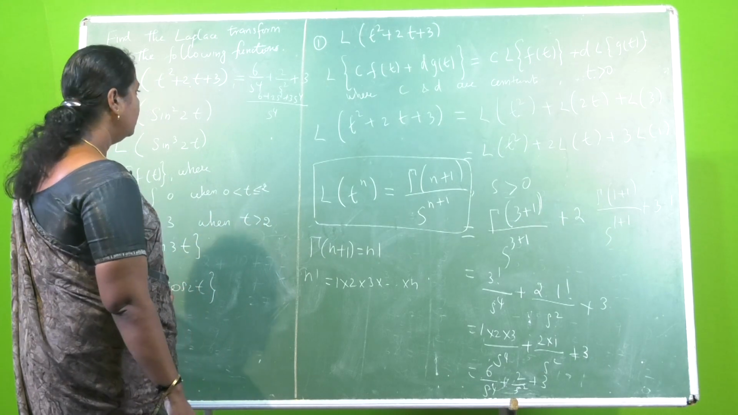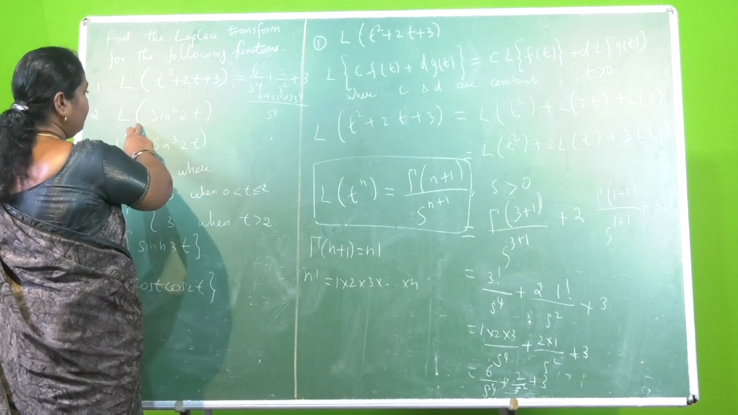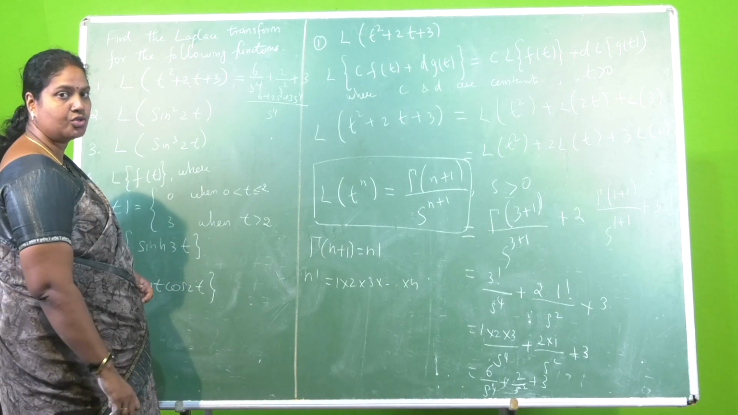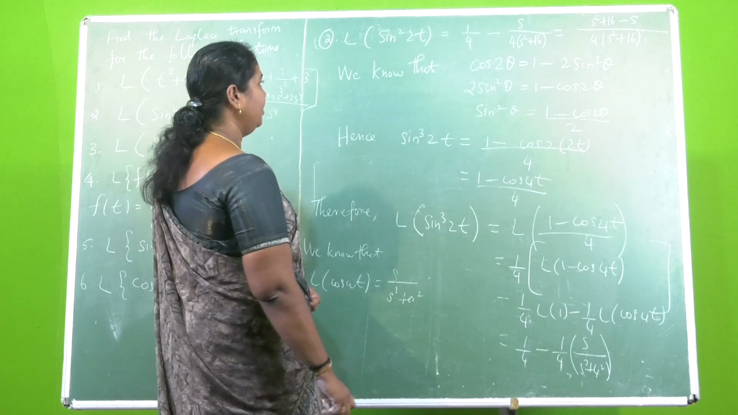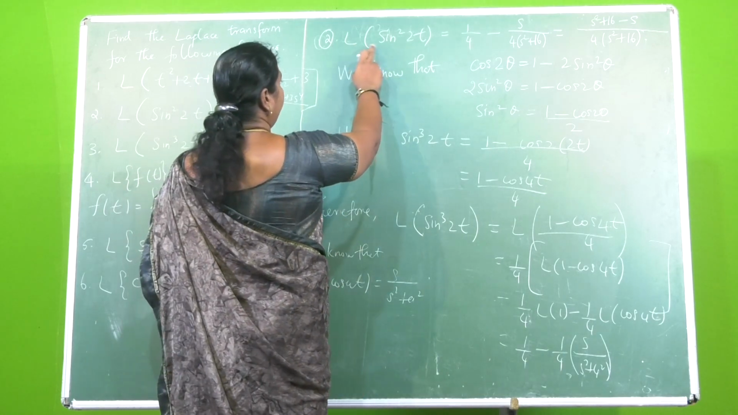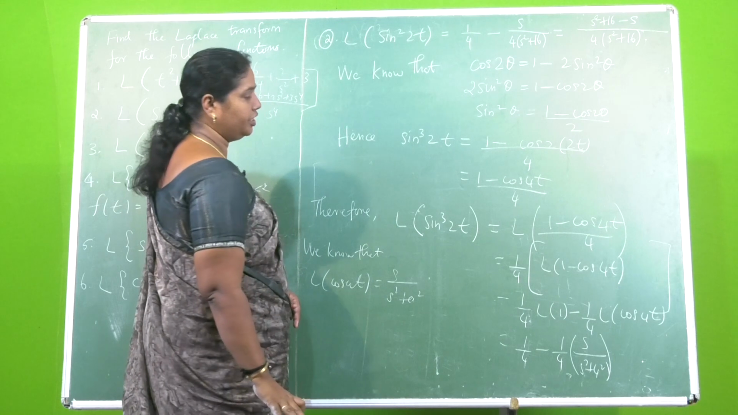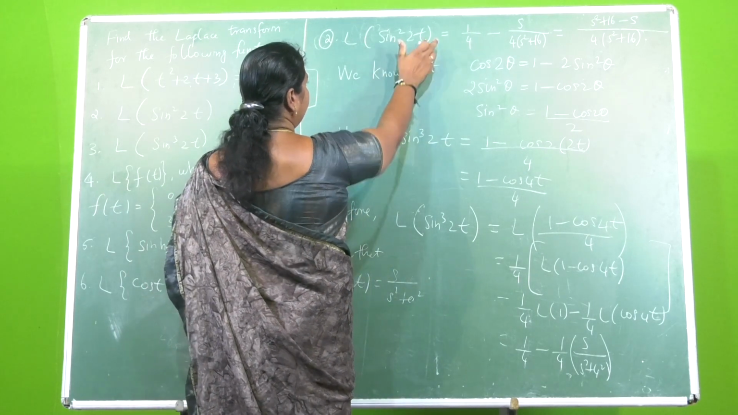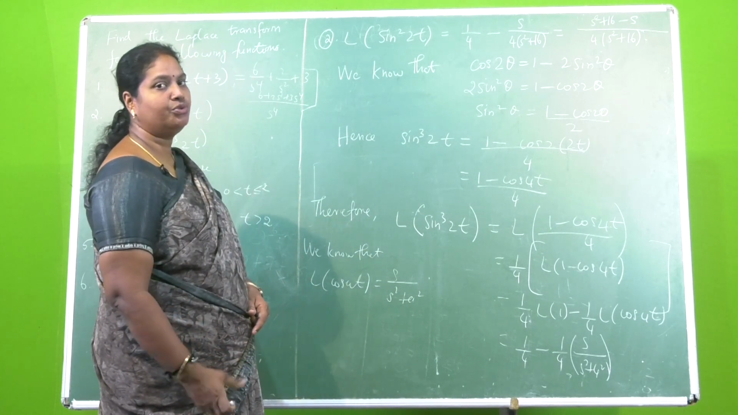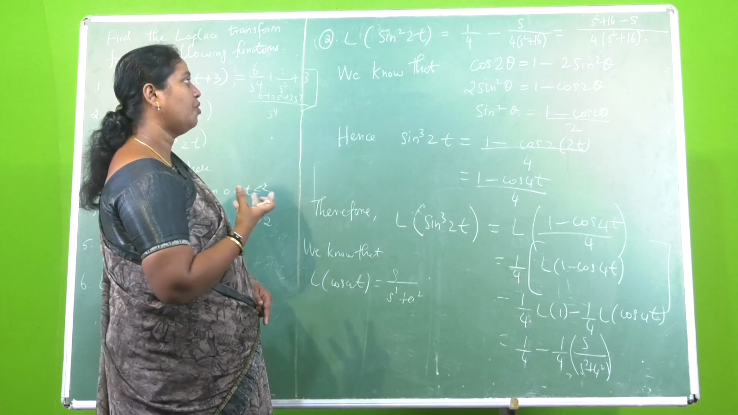Then we are going to solve the Laplace transform of the trigonometric function sine square 2t. So next, now we are going to solve the second problem. What is that? Find the Laplace transform of sine square 2t. So we have to apply the trigonometric formulas here. Why do we have to? What is the necessity to apply the trigonometric formula here?